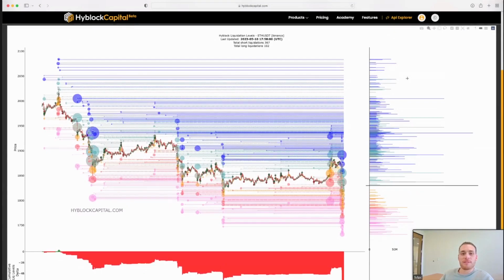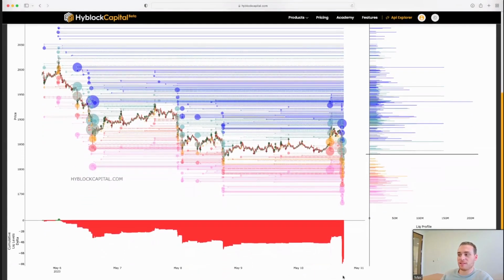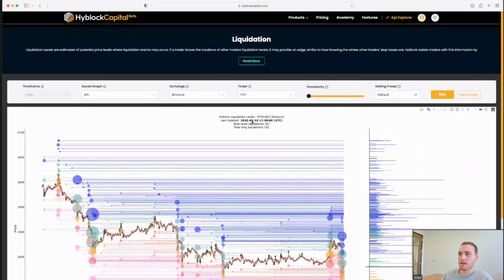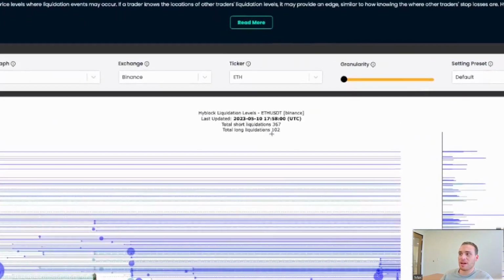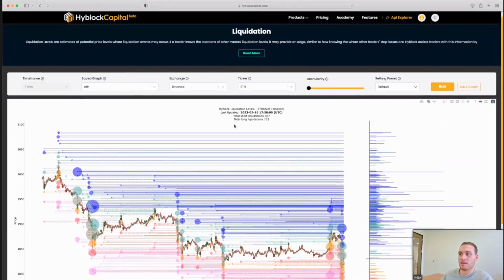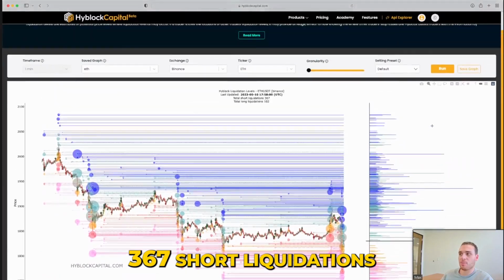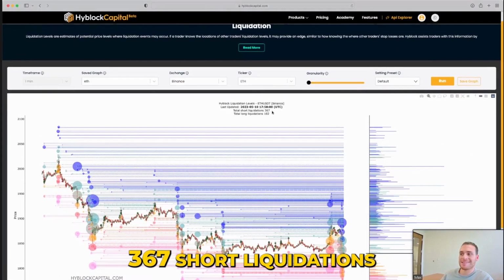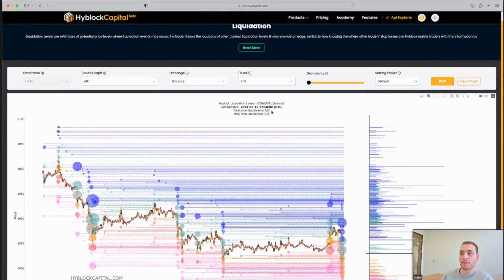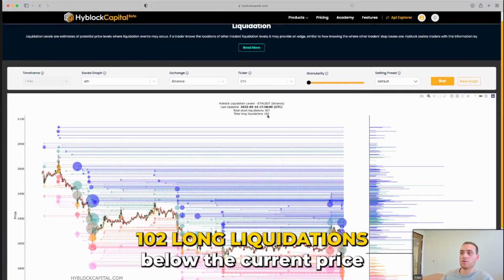One of my favorite functions of Hyblock liquidation levels is that they show you at the top, right up here, for this profile, starting down here May 6th all the way until current, how many liquidations there are to the upside and to the downside. You can see for this Ethereum chart, dating from May 6th all the way until present, there are 367 short liquidations above the current price and 102 long liquidations below the current price.